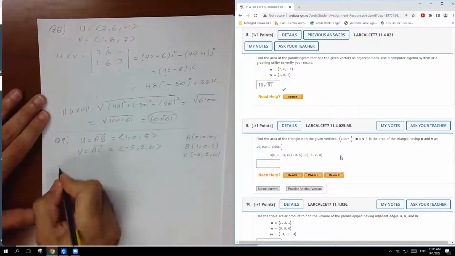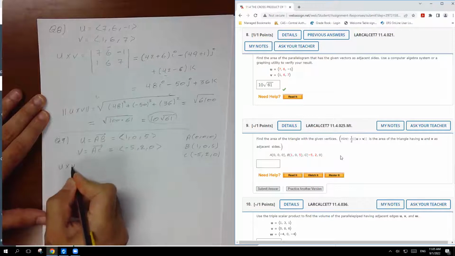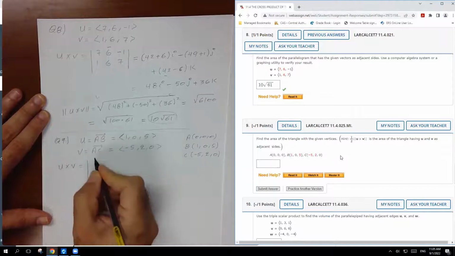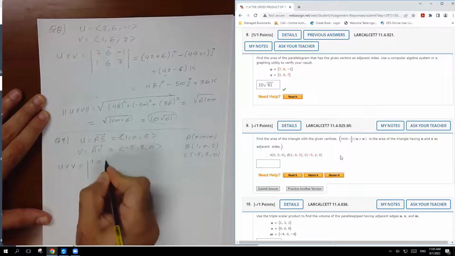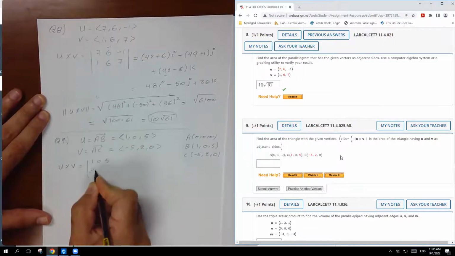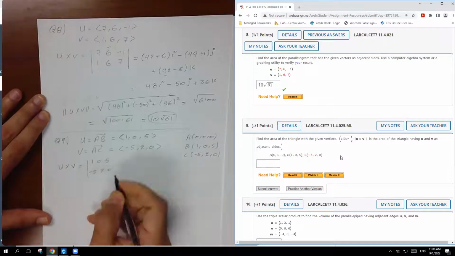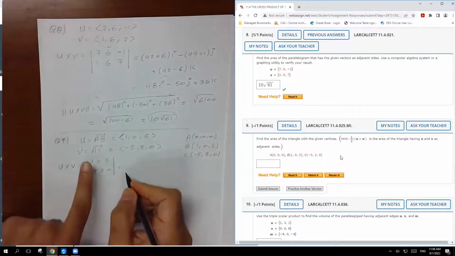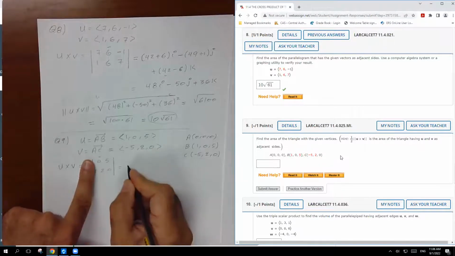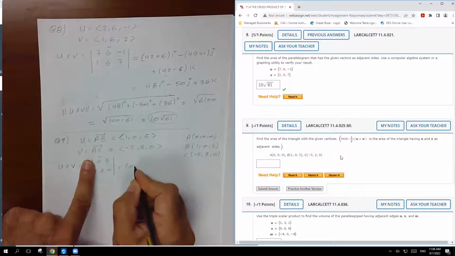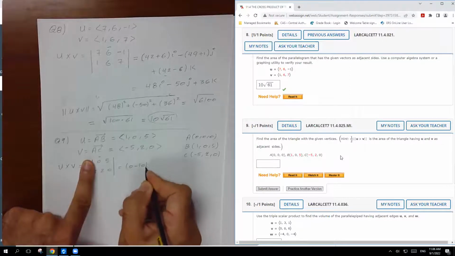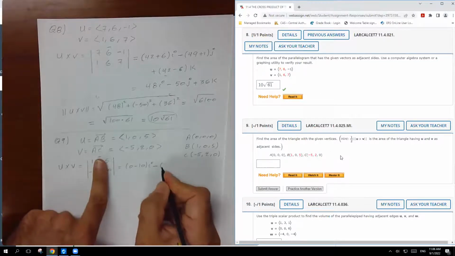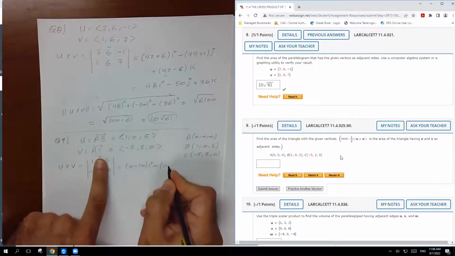So the cross product between U and V is going to be U is 1, 0, 5 and V is -5, 2, and 0. This one is going to be, for the I, 0 minus 10. Minus, for the J, is going to be 0 plus 25.